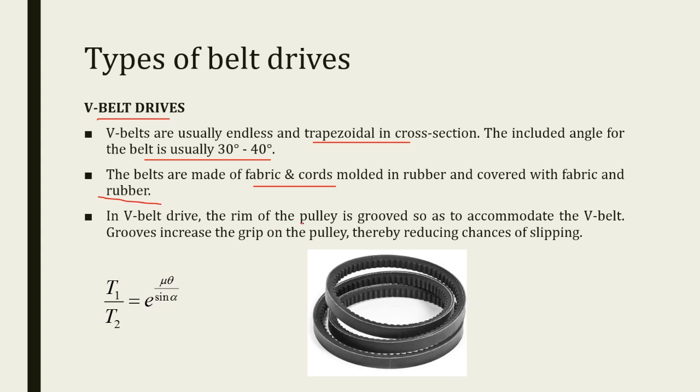In V-belt drive, the rim of the pulley is grooved. See here, the major change that you can see in V-belt drive is that the pulley rim is grooved, whereas the belt is also grooved on the bottom end. Whereas in flat belt drive, there are no grooves. It is just mounted on the pulleys, so as to accommodate the V-belt. Grooves increase the grip on the pulley. So what does the groove do? It increases the grip on the pulley, thereby reducing the chances of slipping. In V-belt drives, the chances of slippage are much lesser.